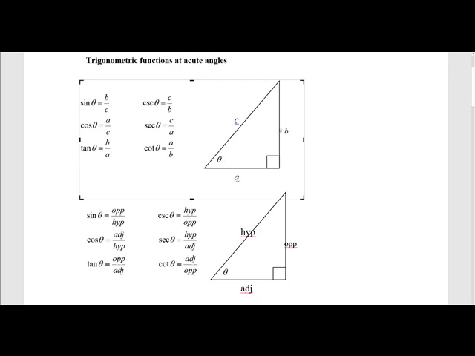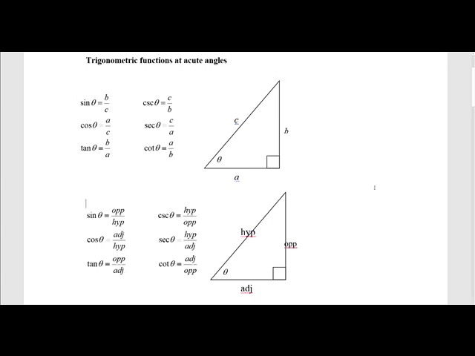Now, since theta is opposite to B, here is the definition of sine theta: the opposite side over the hypotenuse, B over C. Cosine theta is the adjacent side over the hypotenuse, so cosine theta is A over C. And tangent theta is opposite over adjacent, so it is B over A. Cosecant, secant, and cotangent are the reciprocals of sine, cosine, and tangent respectively.